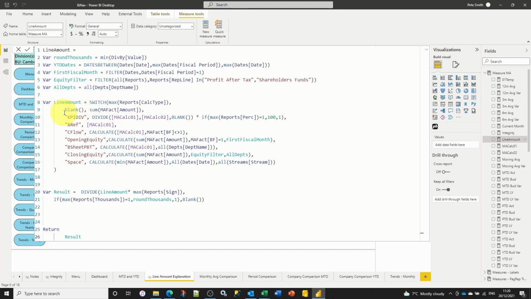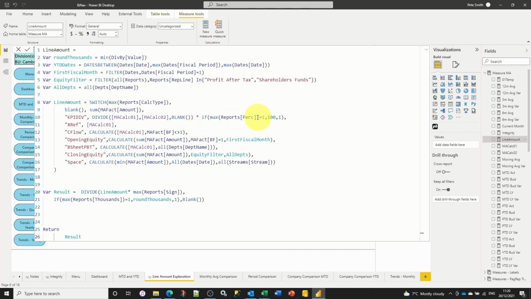And if that's blank, if there's nothing in there, just add up what's in the fact table and put that number in the box. If it's KPI div, let's go and pick up Calc 1 and Calc 2 that we spoke about a minute ago and divide one into the other, returning blank if there's an error, and then if we're working out a percentage, multiply it by 100.